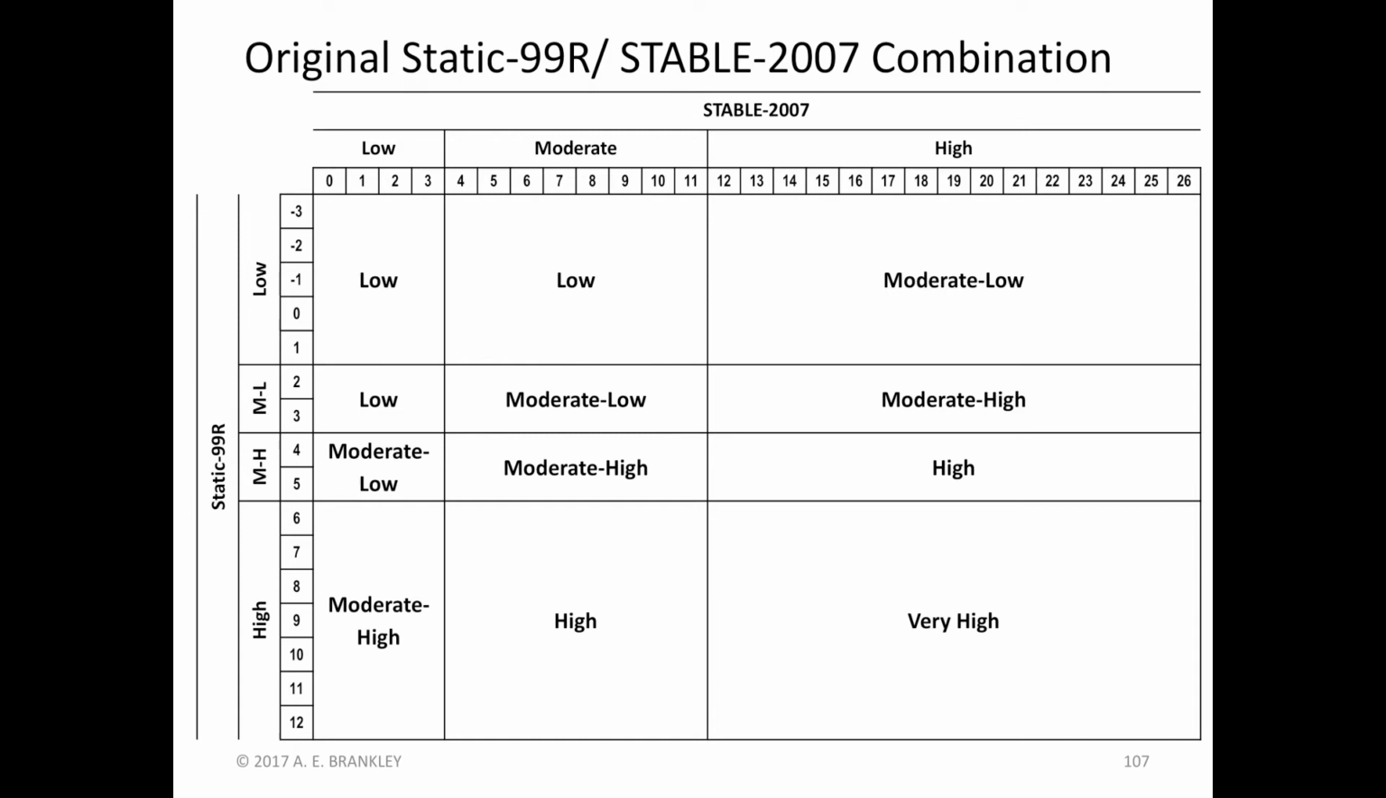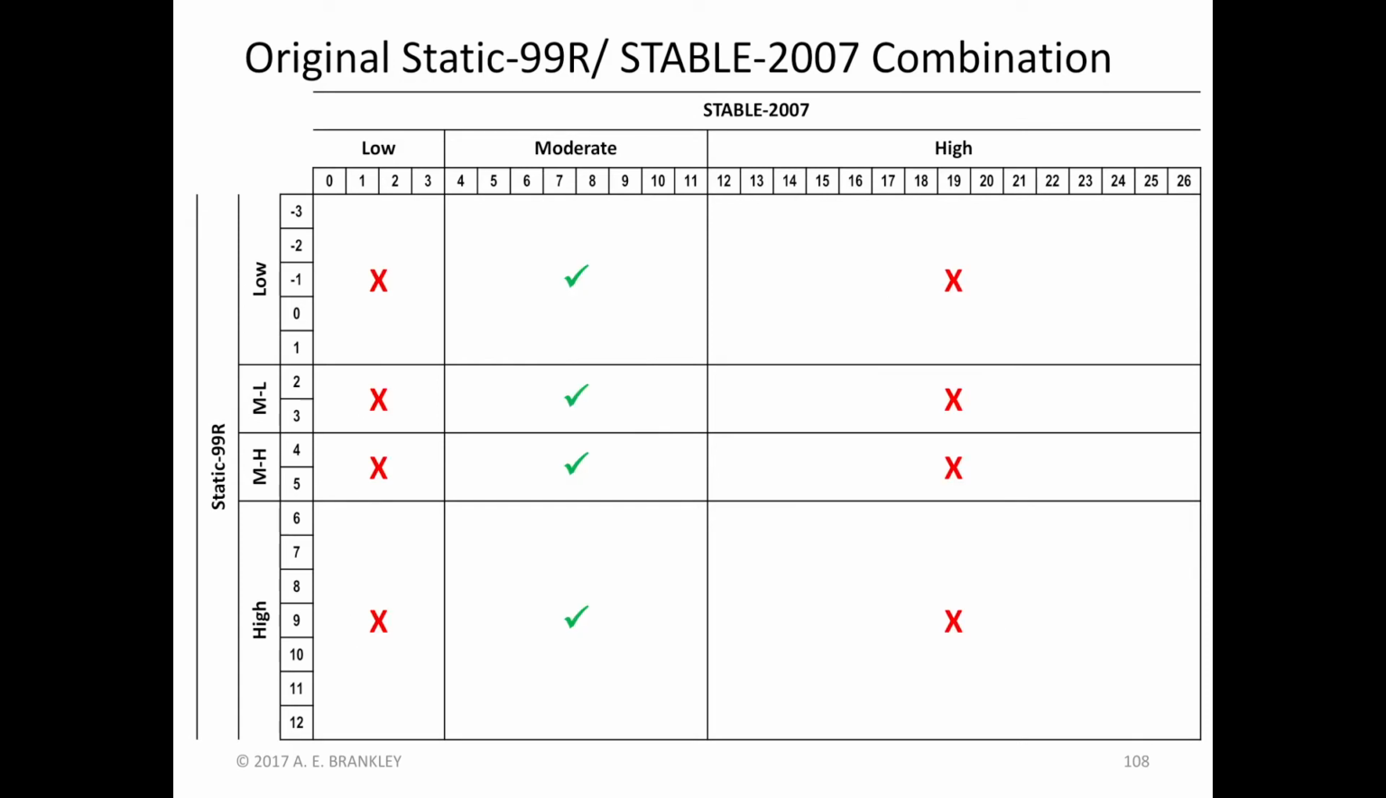Same for the lower scores. So in essence, the original rules were based on the assumption that you should be in the moderate stable 2007 range regardless of your static score, and that scores in the high or low stable ranges reflect meaningful disagreement.